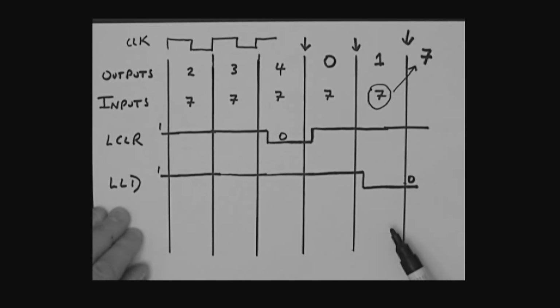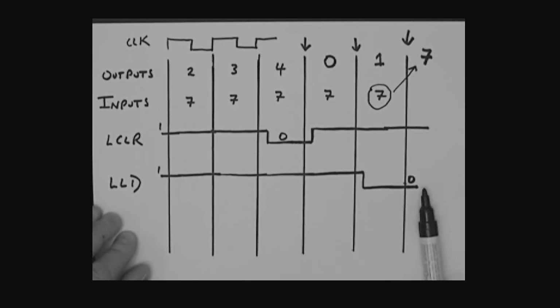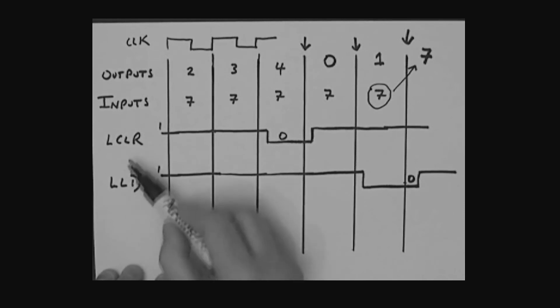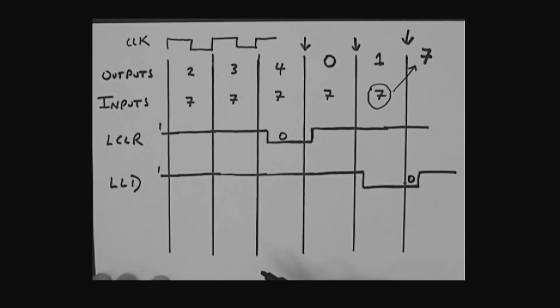Now it's very important that you understand how the clearing function and the loading function of this particular counter actually work. The load and the clear signals, where are they going to be coming from? They're really going to be coming from our state machine. They're going to be outputs from our state machine.